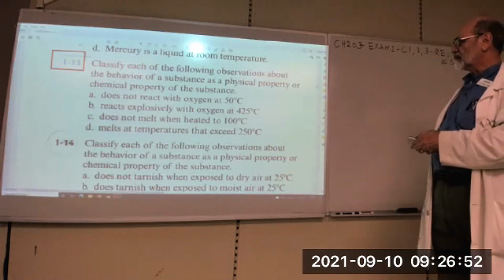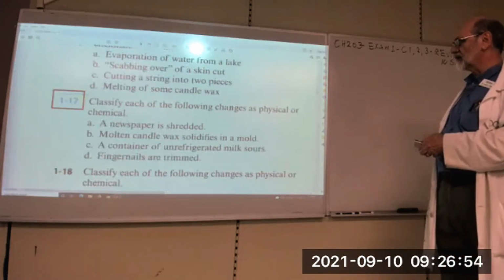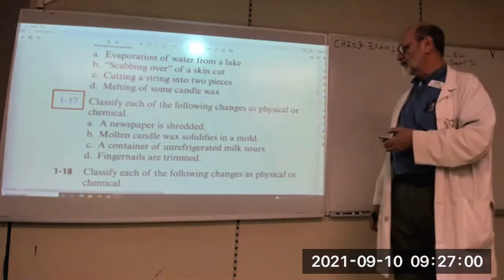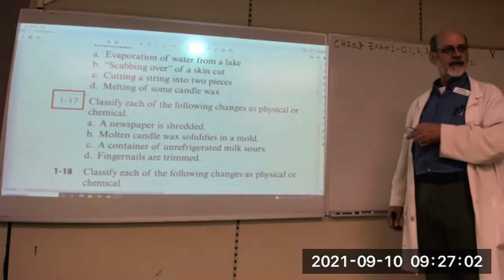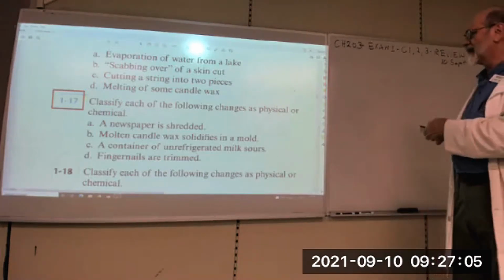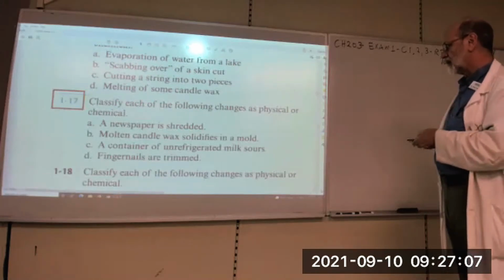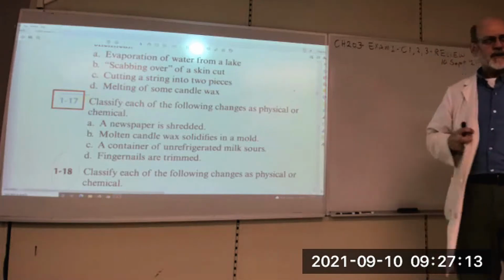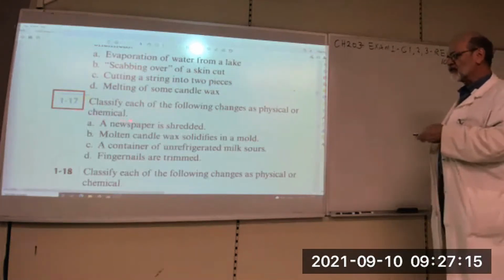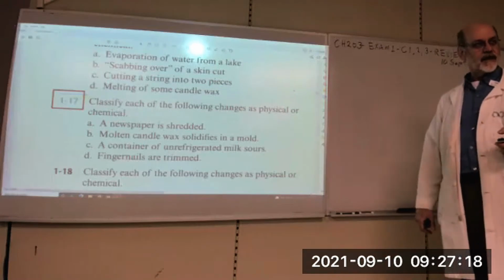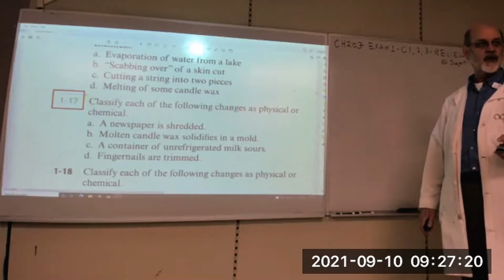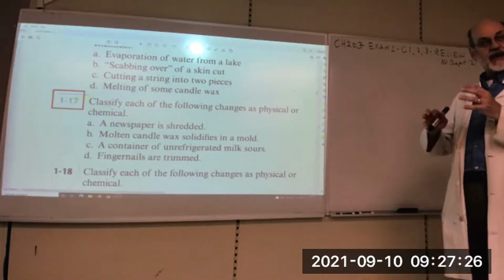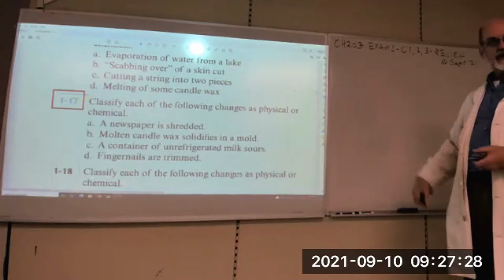Okay, let's see if I can page and get to the next one. I got lucky. Classify each of the following changes as physical. Well, we've done that before. We don't need to stop here, do we? Oh no, this is not a property, this is a change, right? Maybe we better stop here. A newspaper is shredded. Yeah, it's still newspaper, isn't it? It's just in smaller pieces, right? So we've only undergone a physical change of some kind by just tearing the paper apart.